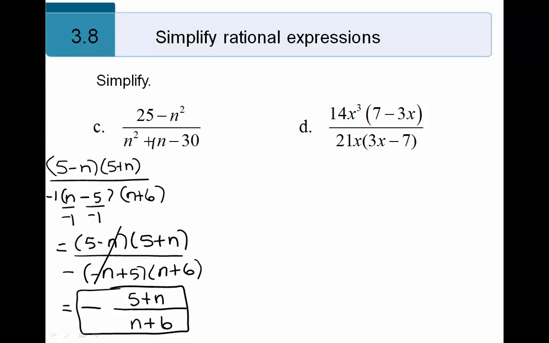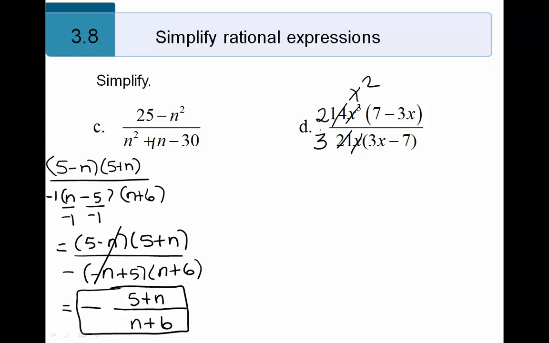Now the 14 over 21, I'm just going to simplify that fraction. 7 goes into 14 twice. 7 goes into 21 3 times. You can see you have 3 x's on top and 1 on the bottom. This one's going to go away, and you're going to be left with x squared on top.